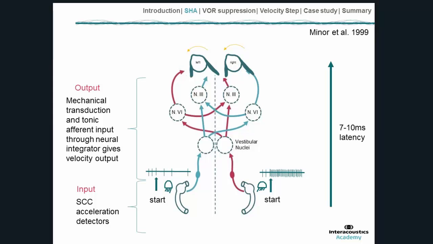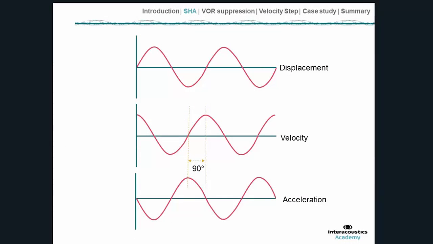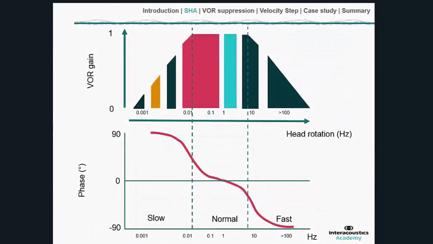And acceleration is a first derivative of velocity, and it leads by a quarter of a cycle. So at slow head rotations, the eyes overcorrect, and as the speed of the head rotation increases, the overcorrection is cancelled out, and that's what we end up with in the middle part of the chart.